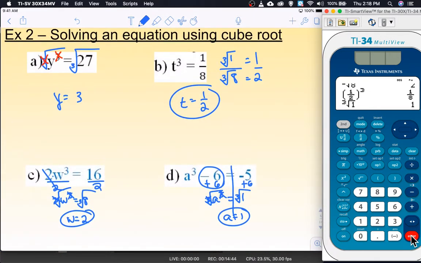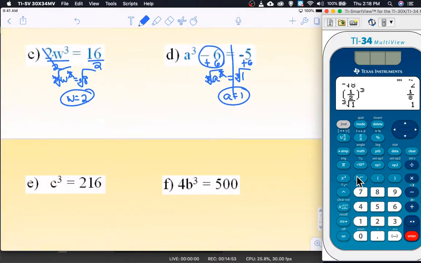So fairly basic, straightforward problems, nothing terribly complex. It's just like square roots, but it works when there is something that is cubed. We do a cube root.